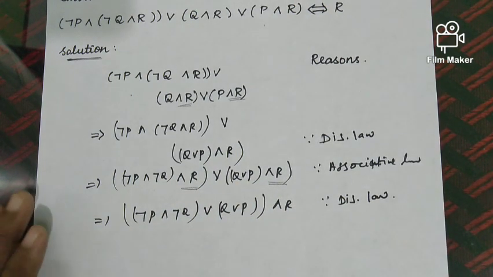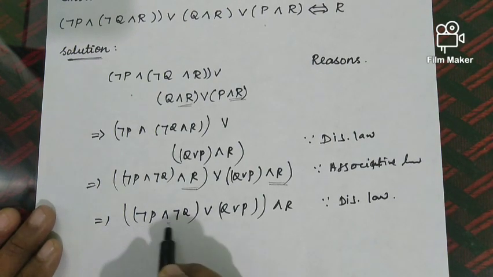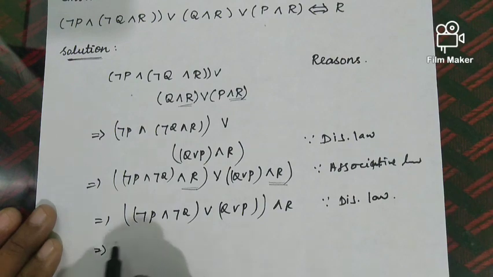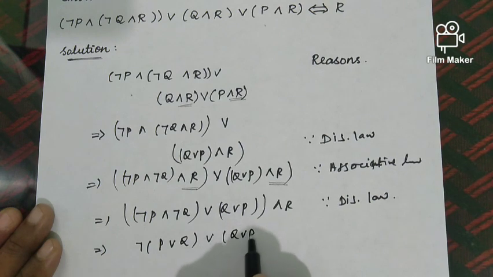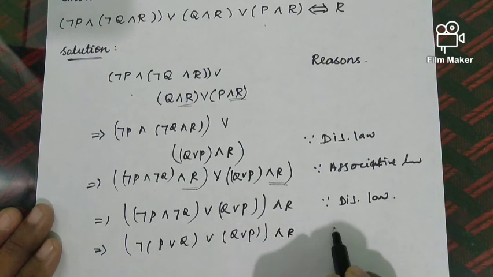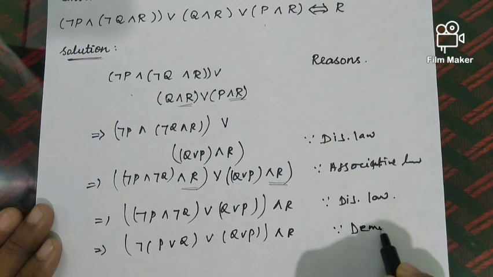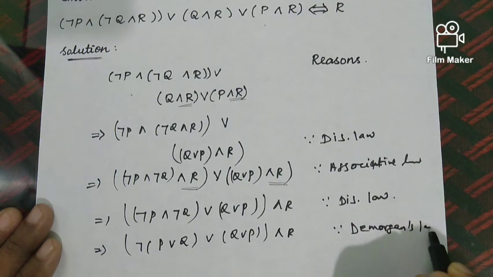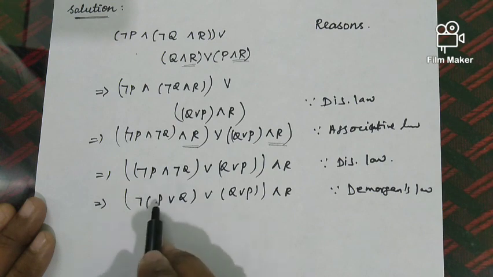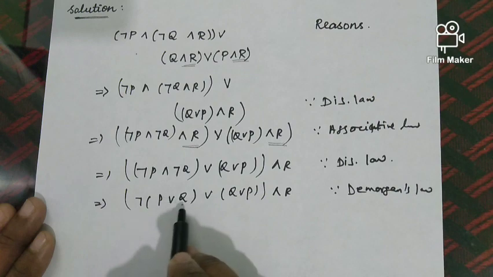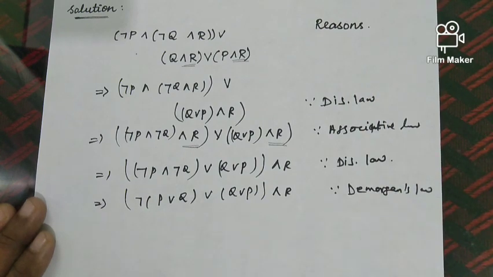Now look at the next one. Here in these two terms we have negation P and negation Q. Whenever we are having the negation, we are supposed to remember De Morgan's law. So here you can take the negation outside. So this will become negation of P or Q, or here it is Q or P, and R. So here we have applied De Morgan's law. When you are applying De Morgan's law, you can verify that when you apply the negation inside the bracket, again we are getting the same term, that is negation P and negation Q. That is the way we can recheck your answer.